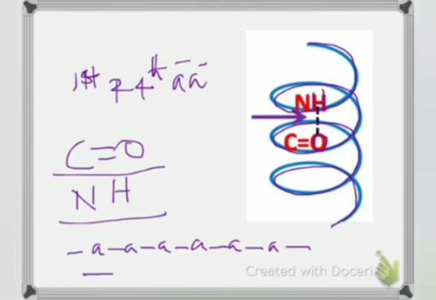Consider this as an amino acid chain or polypeptide chain. In this, the first amino acid and the fourth form the hydrogen bonds.